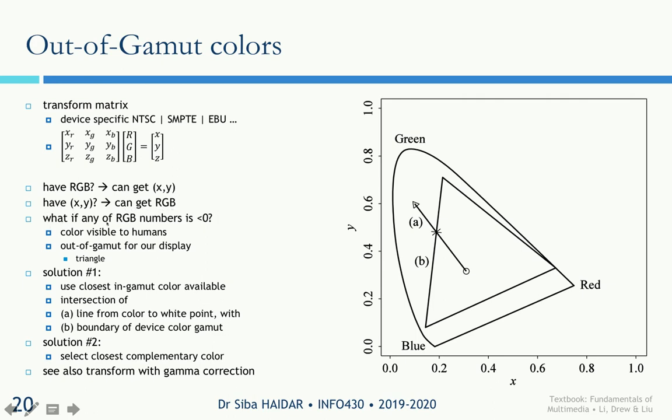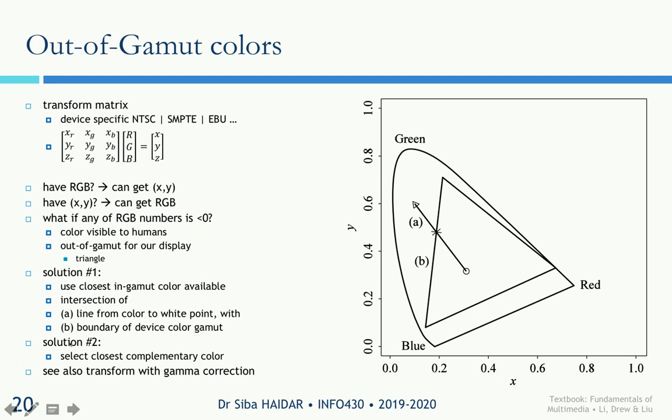So what if the RGB numbers are negative? If you have an XYZ and you want to know how to display it, maybe you are given values in this transformation matrix or in the reverse transformation matrix that are negative. How is the device going to display the color for you? So this is what we explained as out of gamut color. It cannot display it to you, so it displays a solution which is the closest in the available gamut, which is the intersection, as I already explained, between the line from the color to the white point and the boundary of the device color gamut.